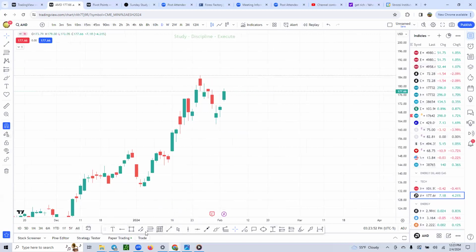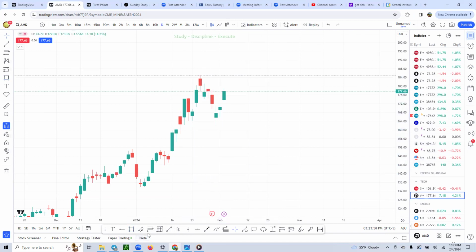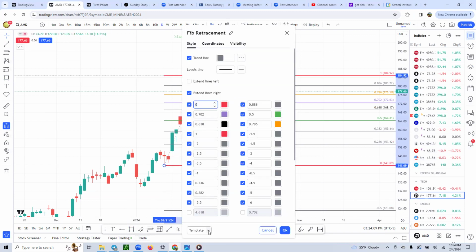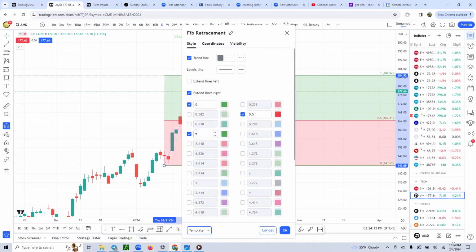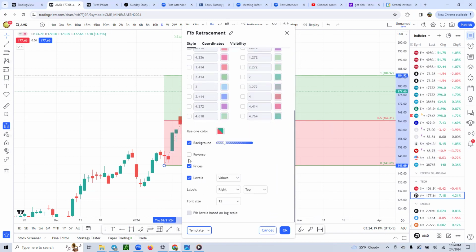I have put my little colorful box on here. Ooh, that's not a fib. So say I put this on and this is not the fib I want. I could just double click over here, go to my templates, go to my 50% fib. And I always want the red at the top because red for me is premium, a green is discount. So while I'm in here, I can just reverse it like that.